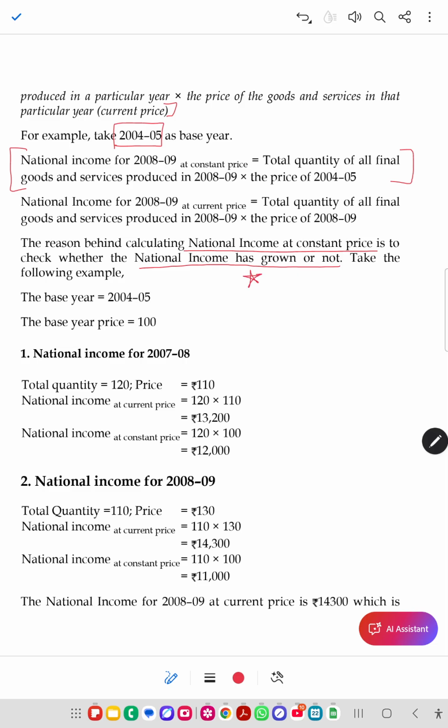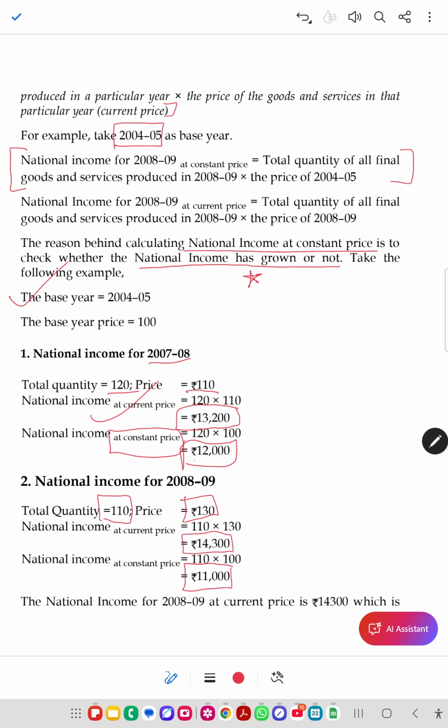Take the following example. The base year is 2004-5, base year price 100. Total quantity for 2007-8, price 110. National income at current price is 13,200. National income at constant price is 12,000. Similarly, for national income 2008-9, total quantity 110, price 130. National income at current price 14,300. National income at constant price 11,000.